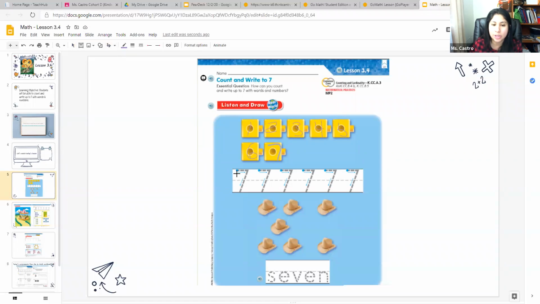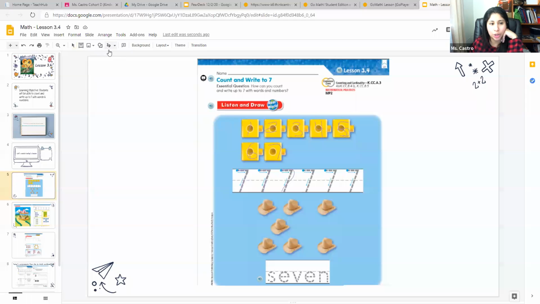So when you trace the number 7, boys and girls, look for the blue dot. Start at the blue dot, go across and down. Keep tracing the number 7 until you reach the end of that row. Start at the blue dot, across and down. You'll do a much better job at tracing than Miss Castro because when I'm using the mouse here on the computer, it comes out sloppy. All right, so we just traced the number 7.